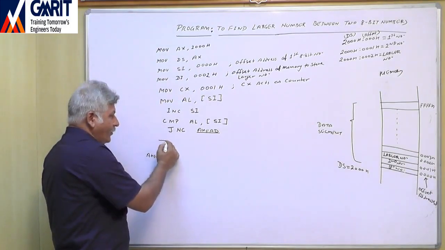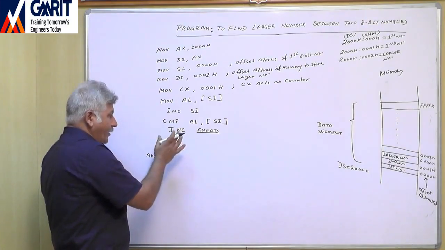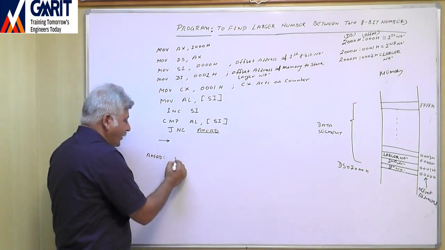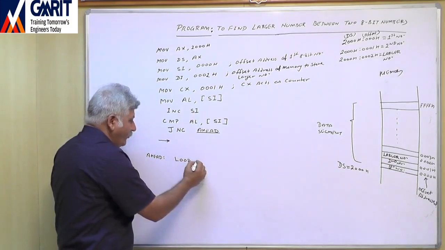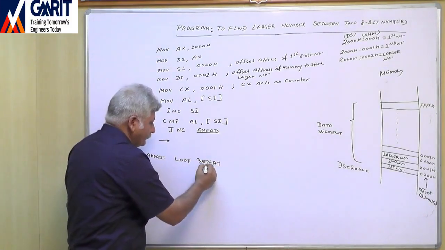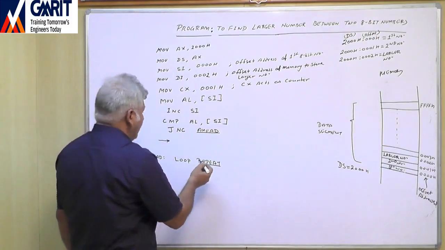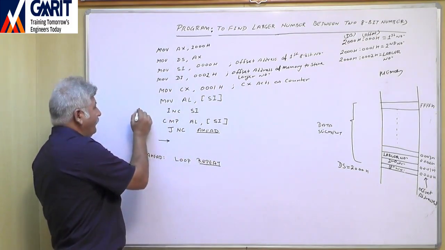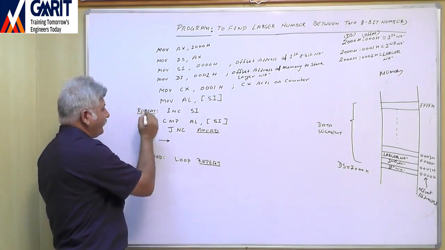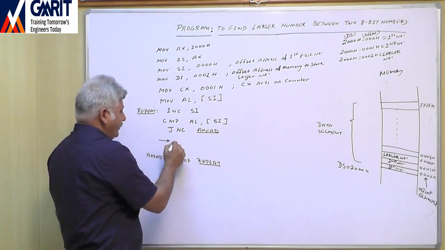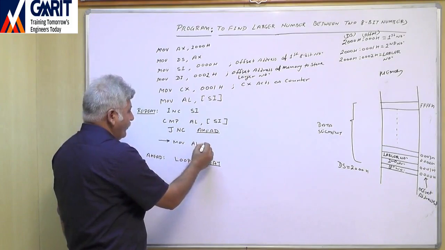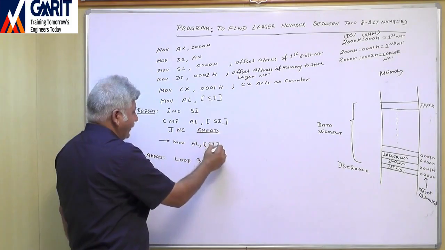So here I have to write some instruction. And if no carry, then program sequence will come here. And here I will write the instruction loop repeat. And for the repeat, the label will be here. And here I will write the instruction move AL, comma, within bracket SI.